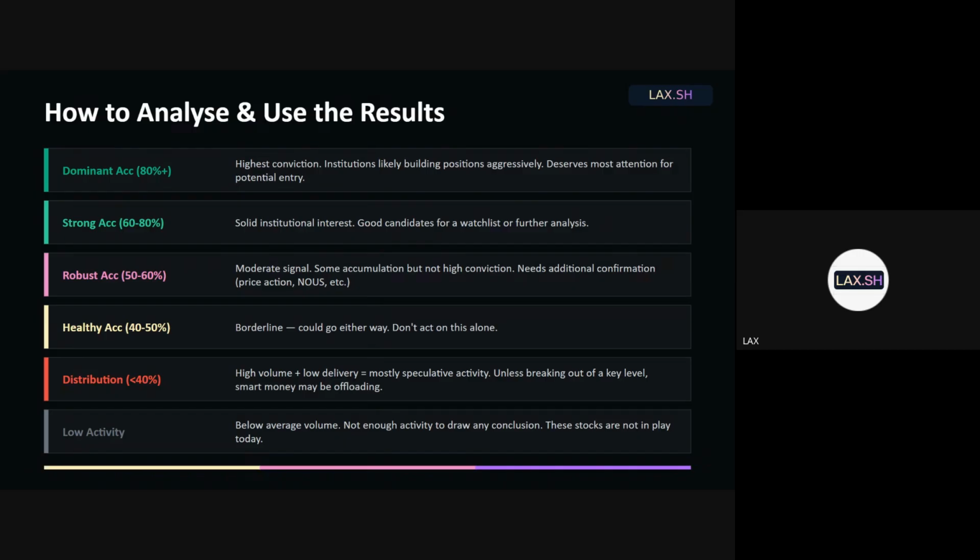You can't be applying the delivery concept, looking at accumulation, on a stock which is marked for compulsory delivery. Don't do that. It especially happens in stocks which are 5% circuit or lower. There, exchanges and brokers don't allow you to do intraday. Low activity means today's volume is less than average volume. There is no meaning in that, so you just ignore it.